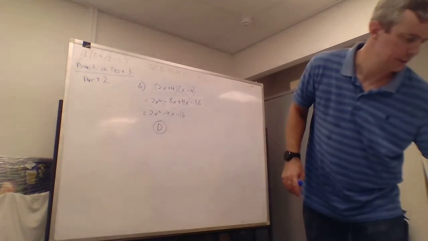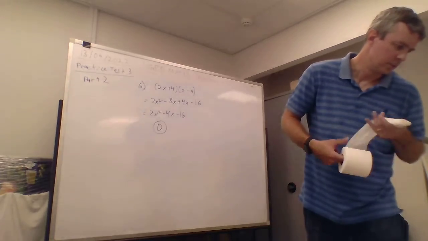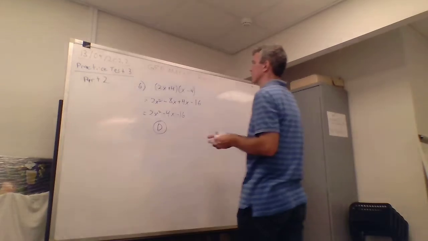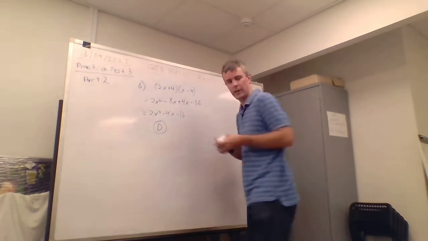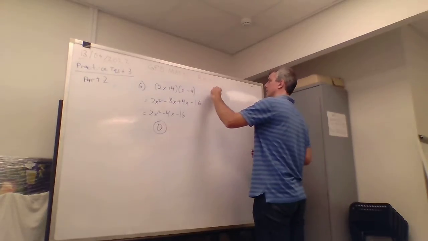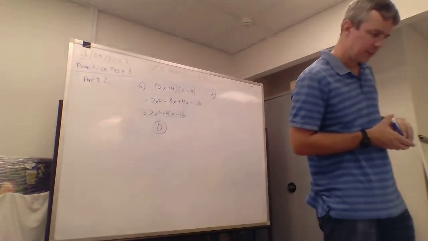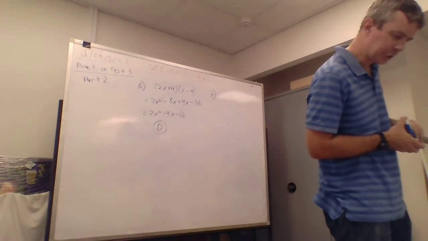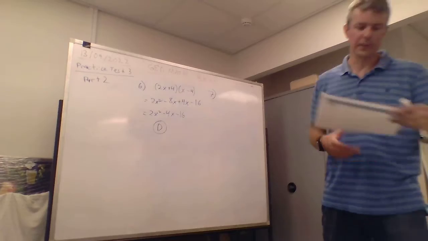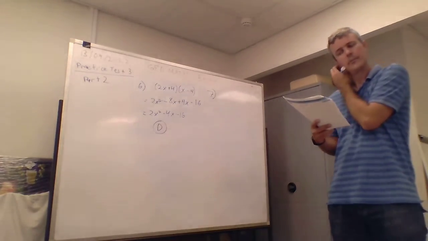Okay, good. Next one. Which table of values represents a function? So what that means is we need to see something that has a consistent relationship, right?